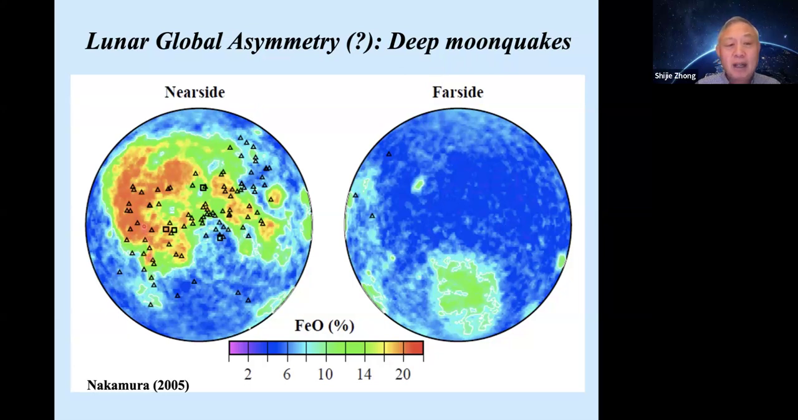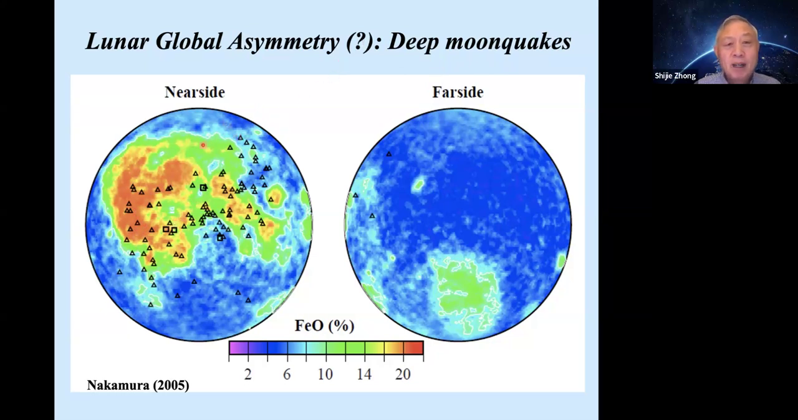And then you also see a lot of deep moonquakes. They're represented by the triangles here. And by the way, the squares you see here are the seismometers sent by the Apollo astronauts. Okay, right. So I put a question mark here.